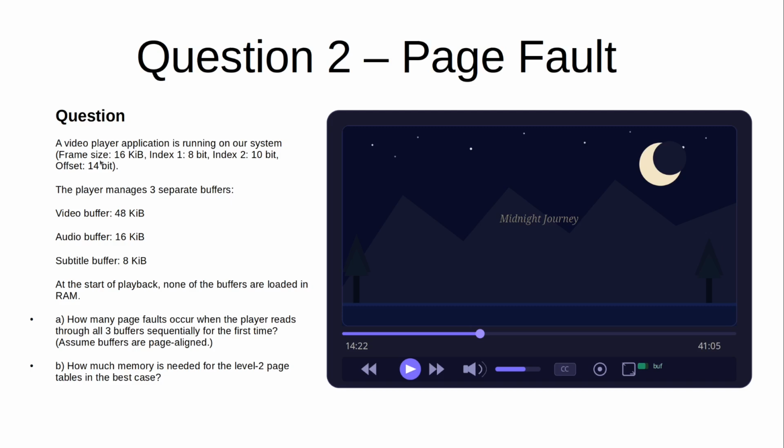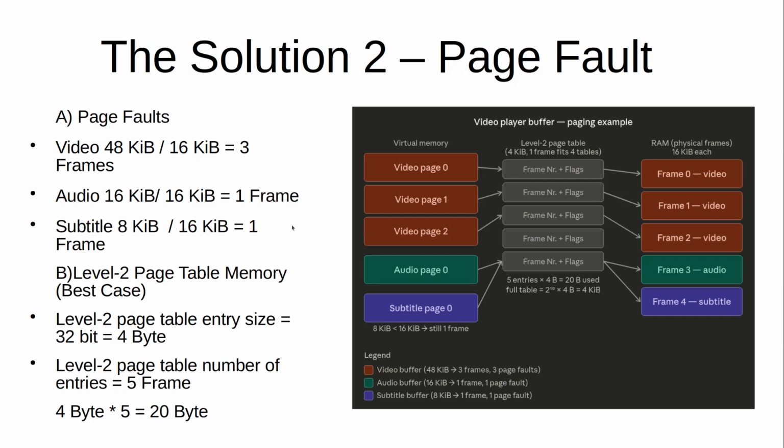Audio 16 kilobyte divided by 16 kilobyte means 1 frame, 1 page fault, and the subtitles 8 kilobyte fit within 1 frame, so 1 page fault. Total 5 page faults. For the level 2 page table size, we have 5 frames, so we need 5 entries. Each entry is 4 bytes, as we calculated before, so 5 times 4 bytes is 20 bytes, that's the level 2 page table space needed for this scenario.